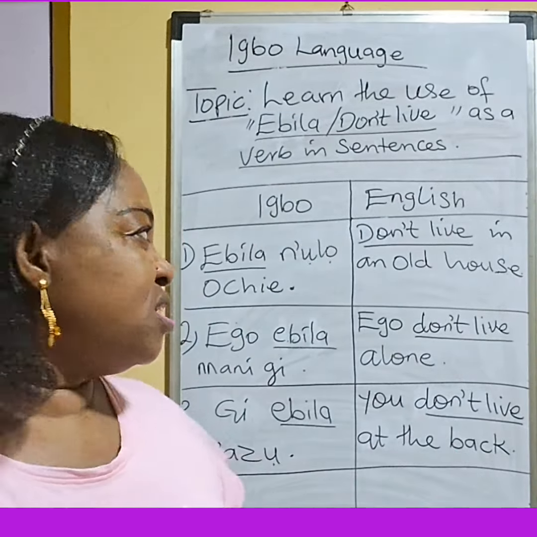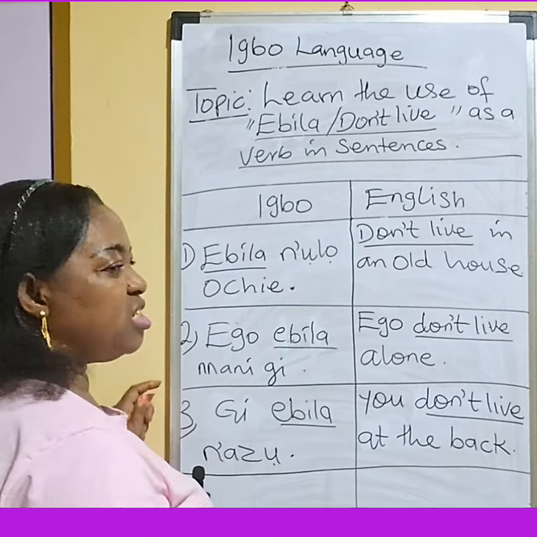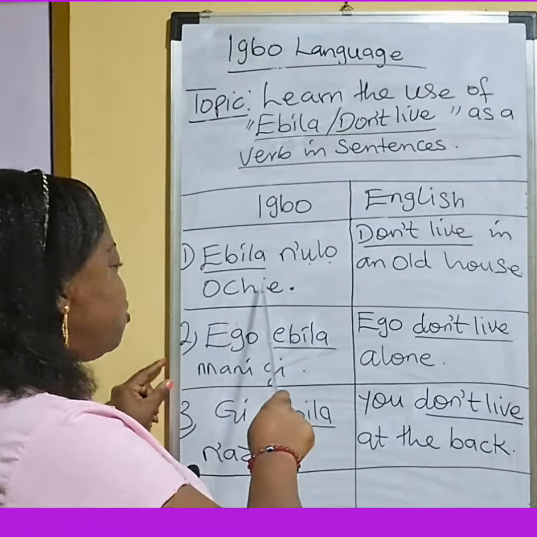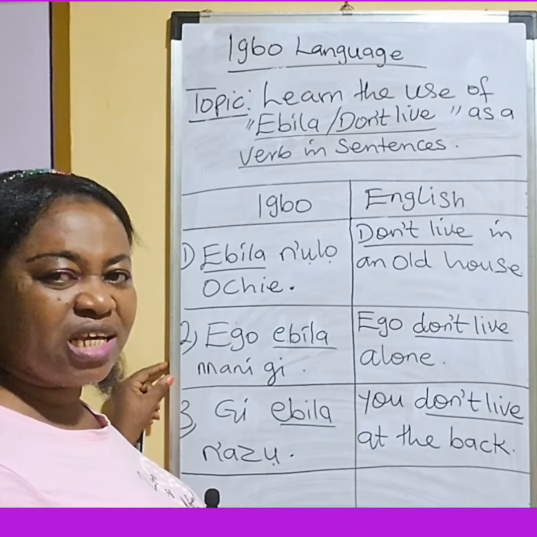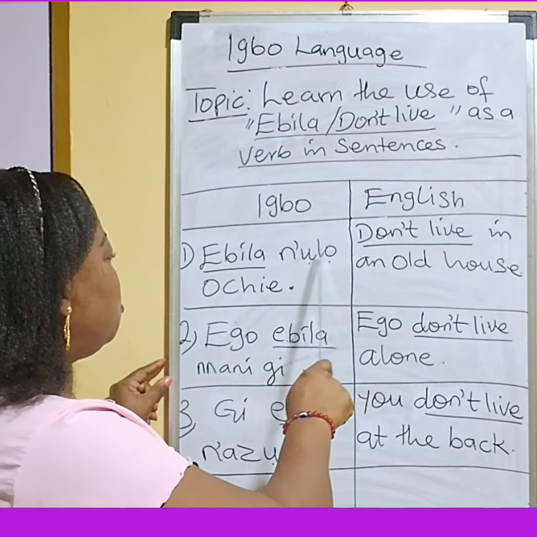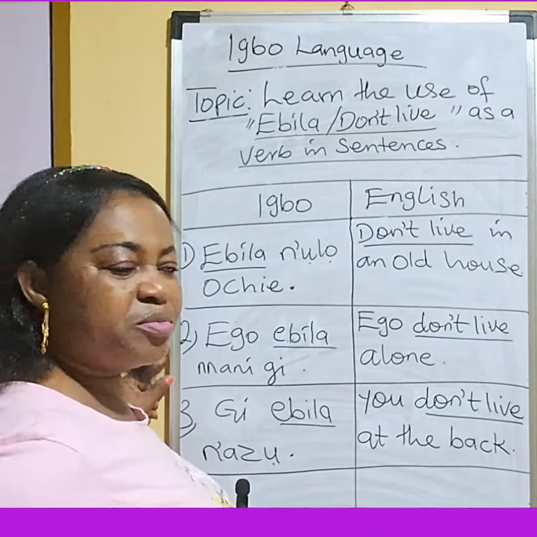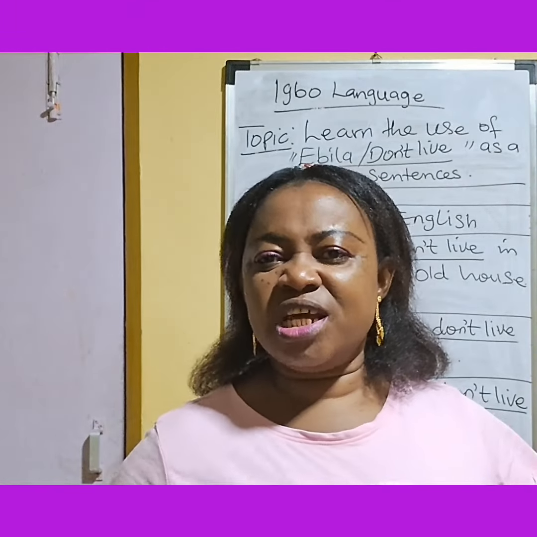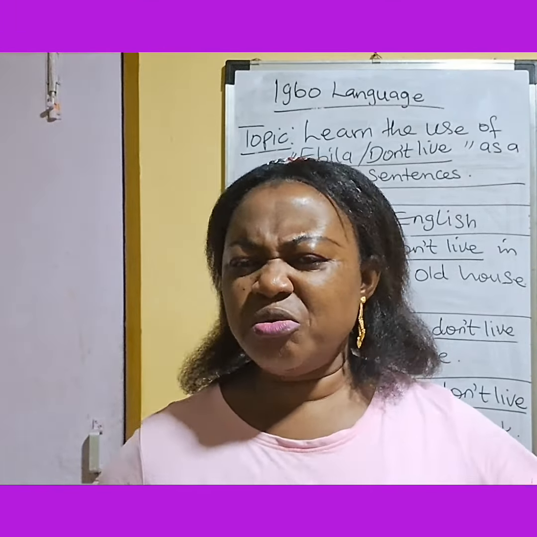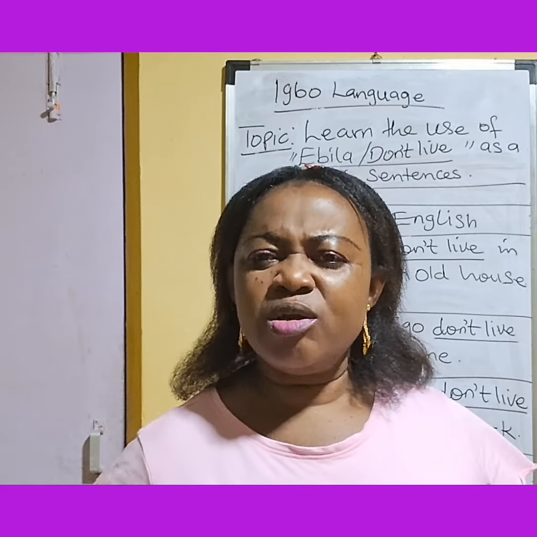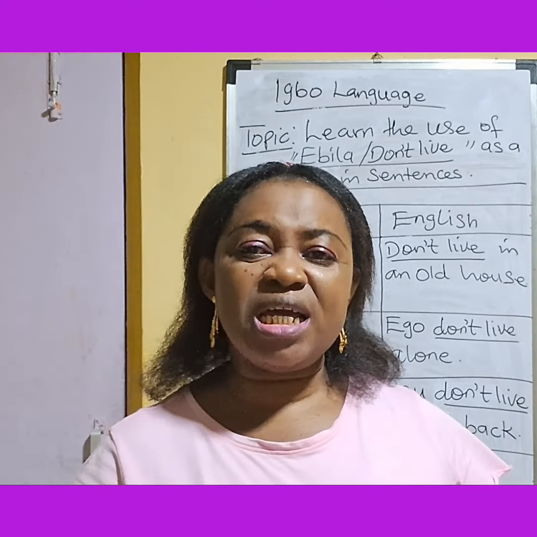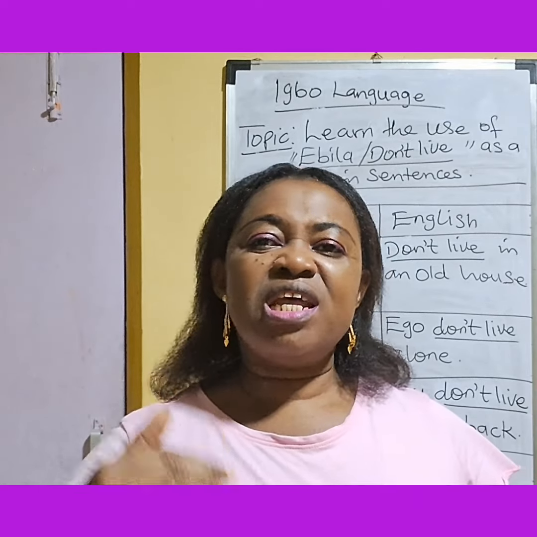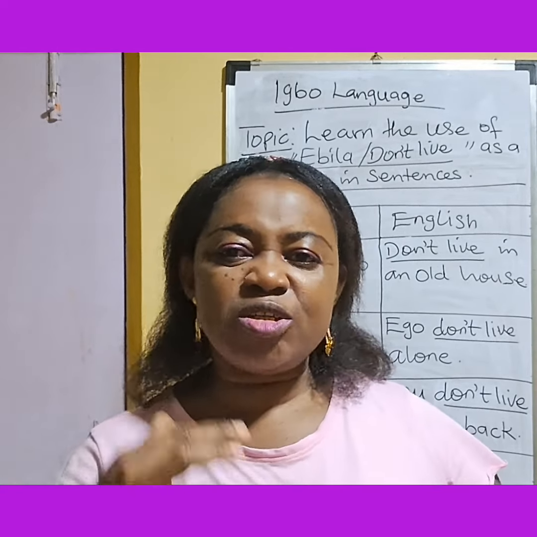Let us see it in sentences. Igbo, English. Number one sentence says, Ebila n'ụlọ ochie. Class, say it. Ebila n'ụlọ ochie. Meaning, don't live in an old house. Remember, we use Ebila as a verb to give command. We give it in a negative way. Ebila, don't leave.